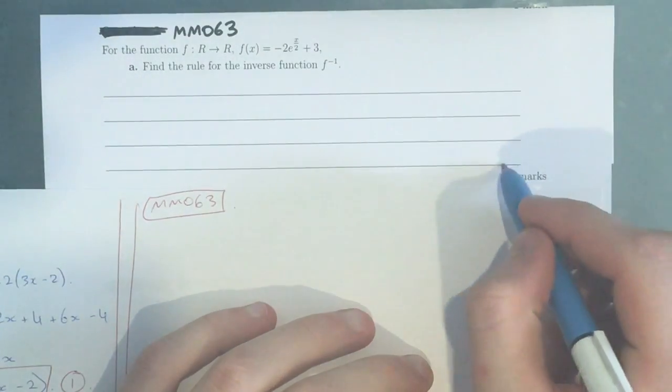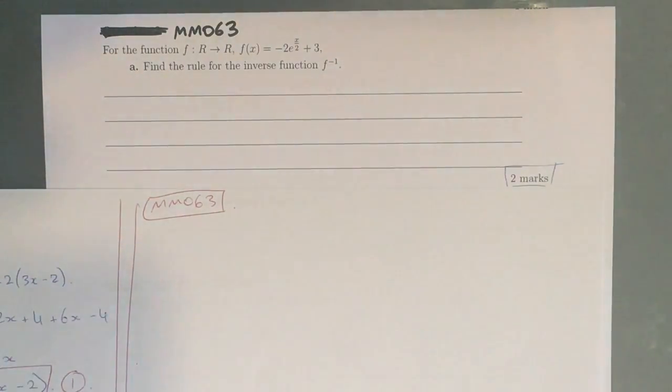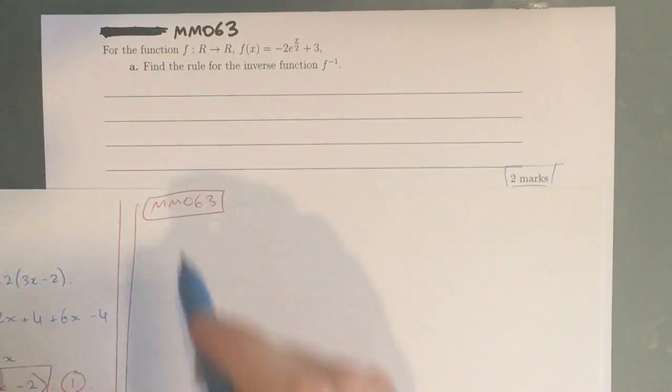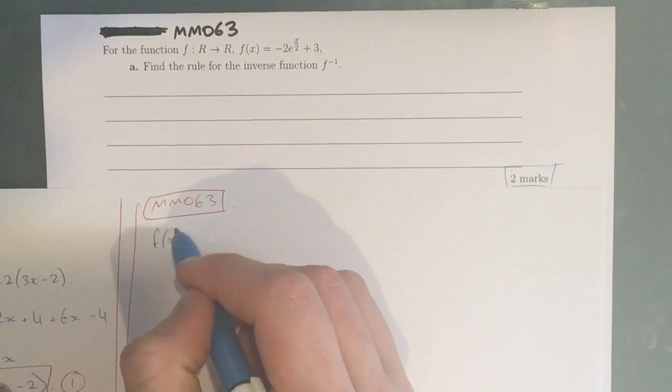This question is 2 marks, which means that we need to show some sort of working. With 1 mark questions, you can just answer them and not worry about the working, but with 2 marks, we've got to show some working. So let's rewrite the equation.